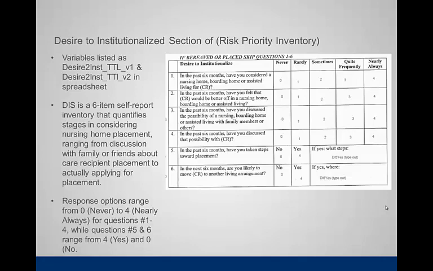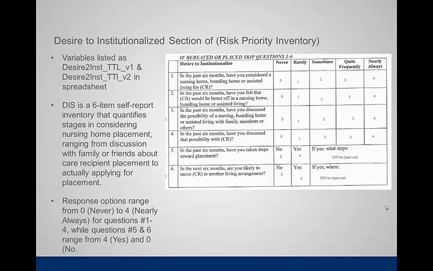Now, the desire to institutionalize section of the risk priority inventory, the variables are listed as desire to, and then INST, TTL, and then V1. The same thing with the post test in the spreadsheet.